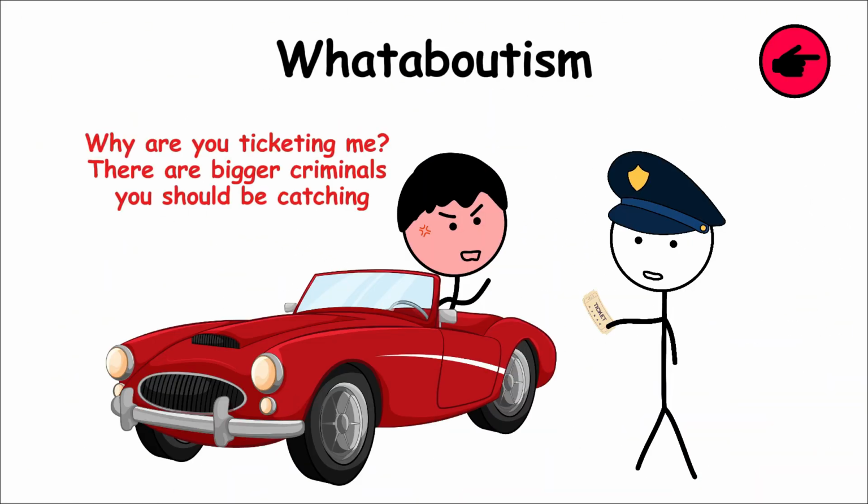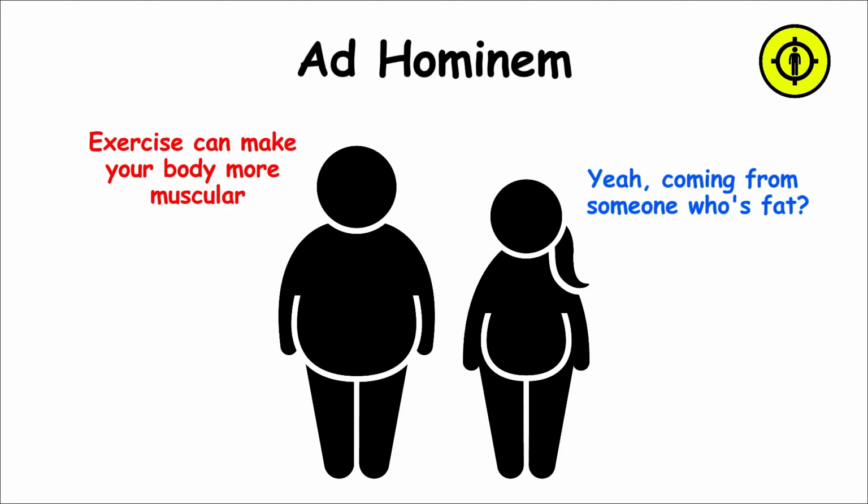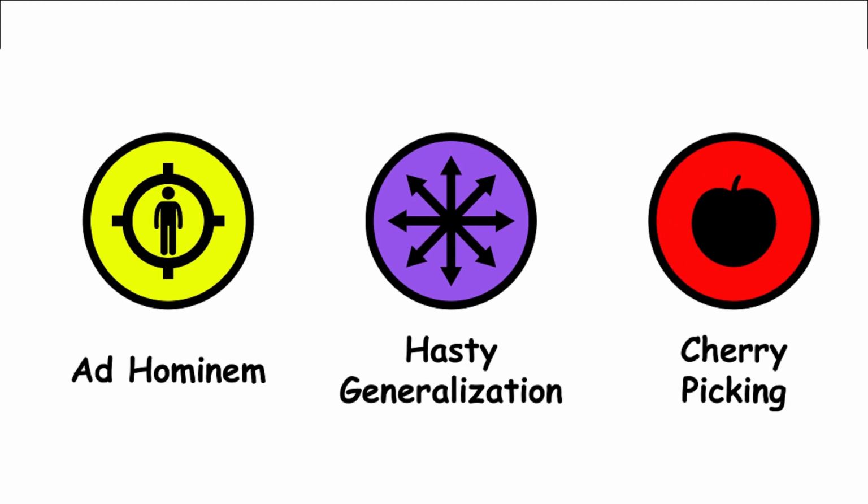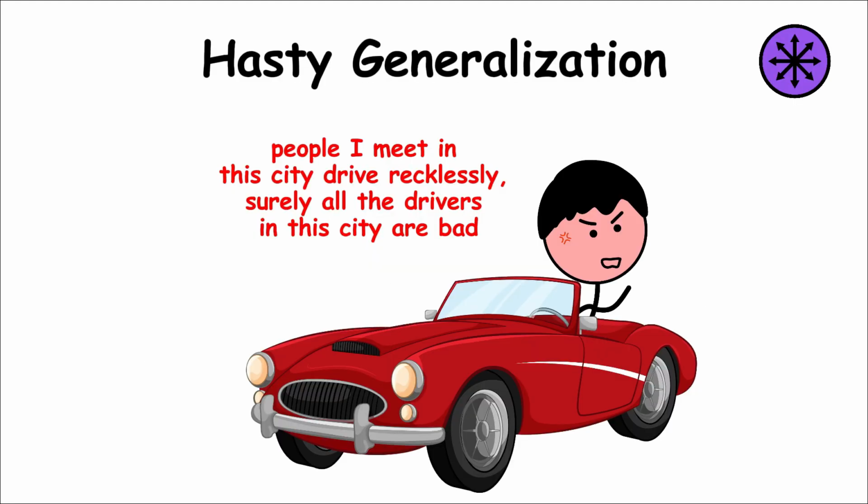Whataboutism. This is when someone tries to deflect criticism by pointing out something wrong that someone else did. Ad hominem. This happens when someone attacks the person making an argument instead of addressing the argument itself. Hasty Generalization. This happens when someone jumps to a conclusion based on a small sample size or limited evidence.